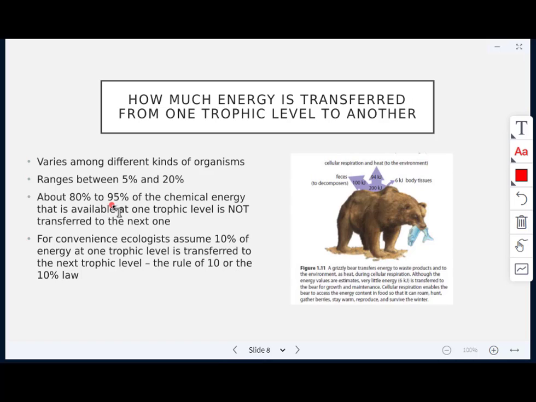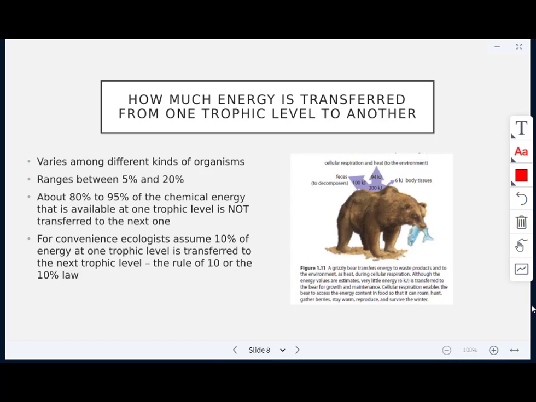So again, these are estimates, but what we're seeing here is that very little energy is transferred to the bear for growth and maintenance. Cellular respiration enables the bear to access the energy in food so that it can roam, hunt, stay warm, reproduce, and survive the weather. So it varies among different kinds of organisms.